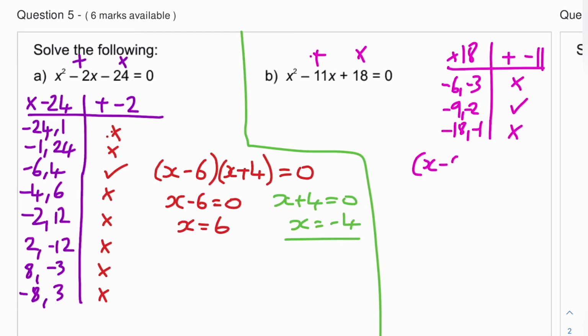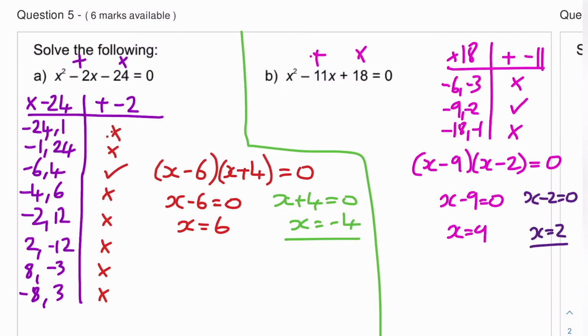So we've got x minus 9, x minus 2 is 0. Again, we'll make each bracket equal to 0. And that will give us our first solution, x is 9, and our second solution of x is 2.